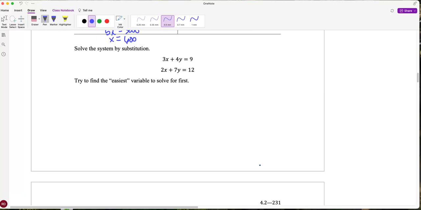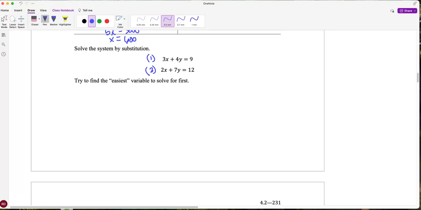Solve by substitution, okay? So I want to figure out what's the easiest thing to do. And this one, I don't see any variable standing by itself. So if I solve the first equation for x, I'm going to be dealing with a 4/3 and a 9/3. The 9/3 I'm okay with. If I solve the first equation for y, I'm going to be dealing with a 3/4 and a 9/4. If I solve the second equation for x, I'm going to be dealing with 7/2 and 12/2. If I solve the second equation for y, I'm going to be dealing with 2/7 and 12/7. So there's not one easiest one to do.